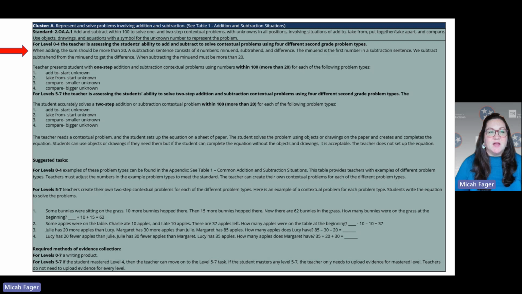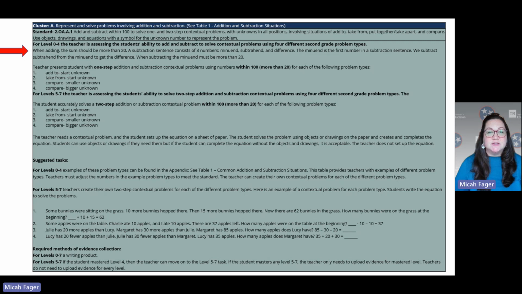When assessing for levels 0 through 4, the teacher is assessing the student's ability to add and subtract to solve contextual problems using 4 different second grade problem types. When adding, the sum should be more than 20.